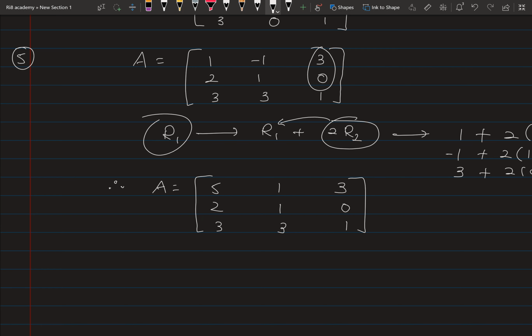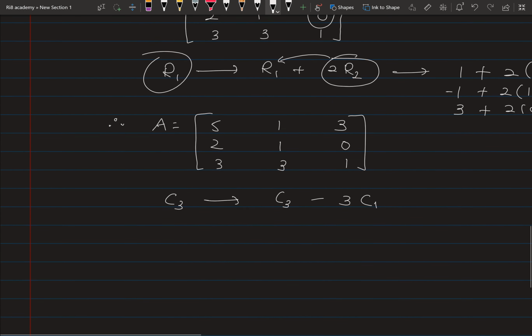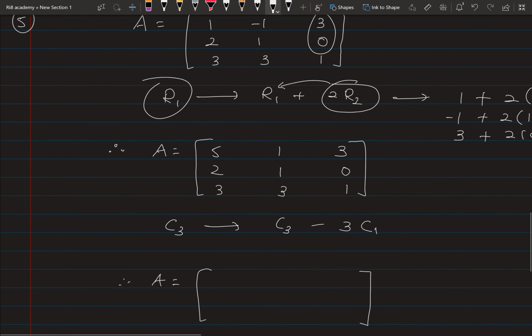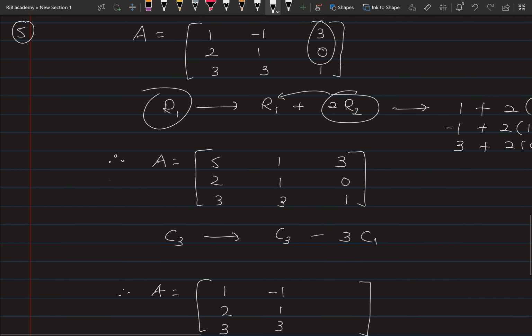Now suppose I want to go for a column operation. This is just an example. C3 gives C3 minus 2C1. Okay, we'll change the number also. We'll go for 3C1. So first of all, we copy C1 and C2. In C1 we have 1, 2, 3. In C2 we had -1, 1, 3. Copied. Now we go for C3 minus 3C1.